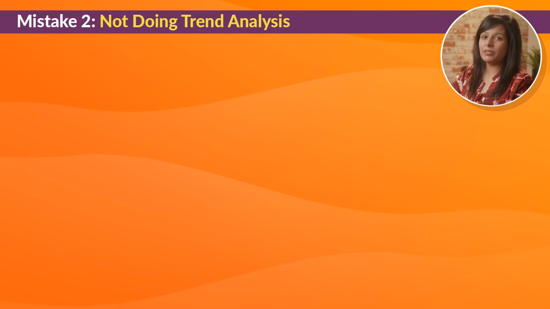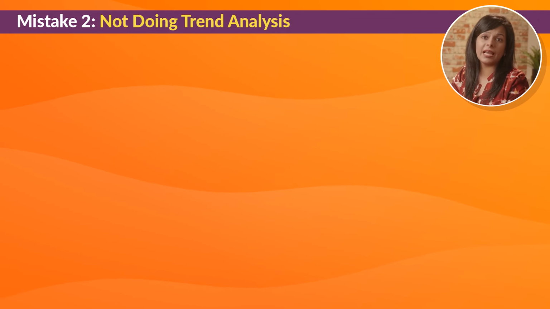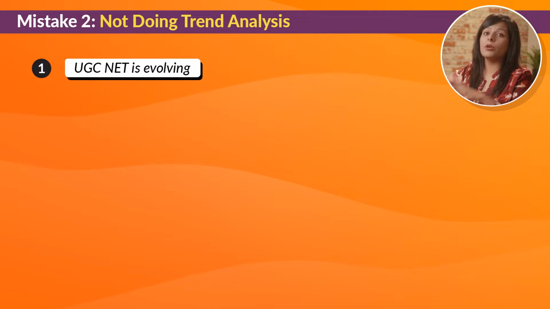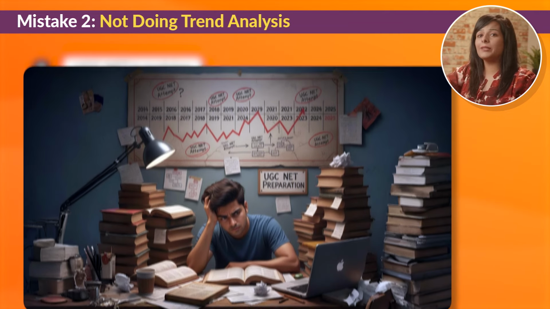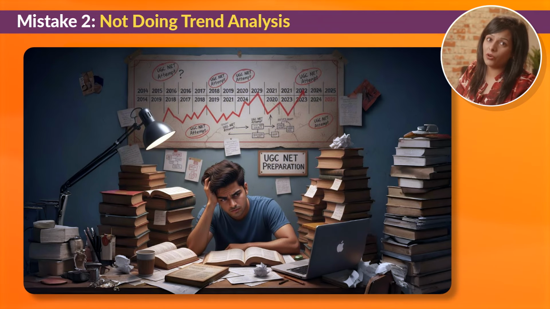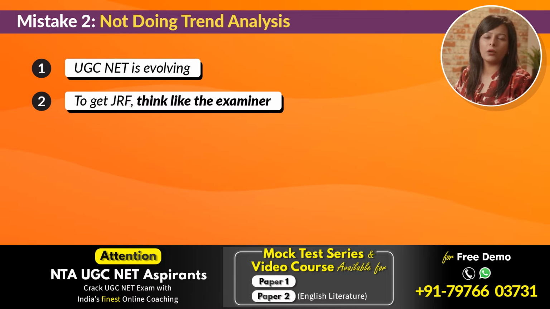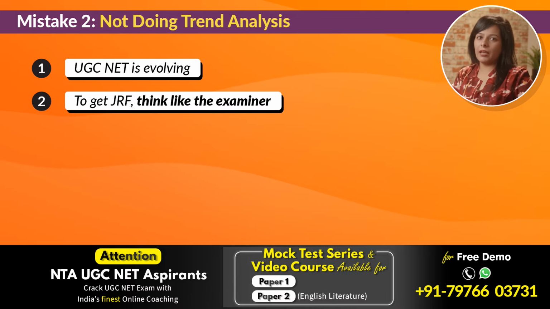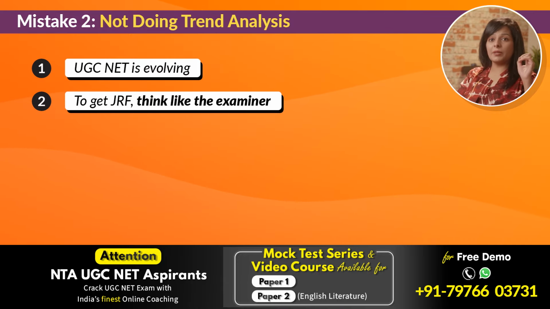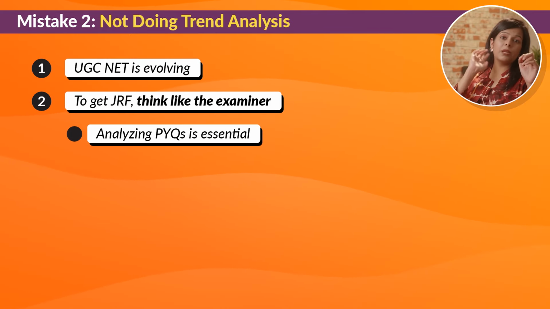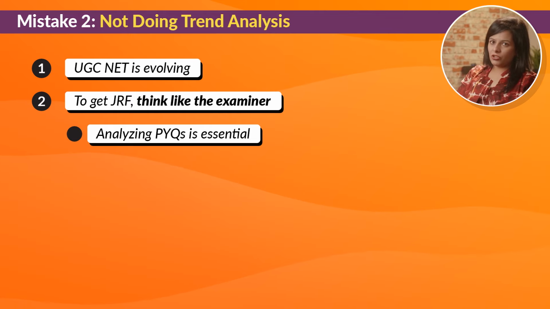Next, we come to mistake number 2, not doing trend analysis. The UGC.NET exam is evolving. And if you're still preparing like it's 2014, you're already falling behind. You can't just think like a student anymore. To be in the top few who get JRF, you need to think like the examiner. That's why analyzing previous year questions is non-negotiable.